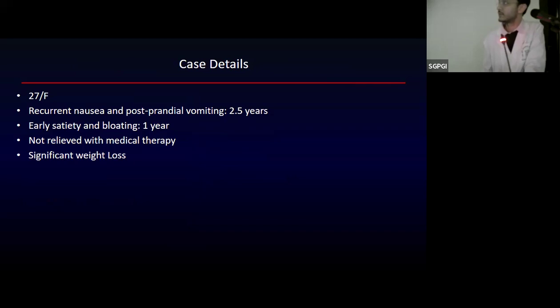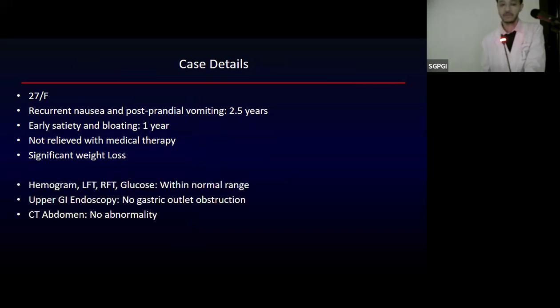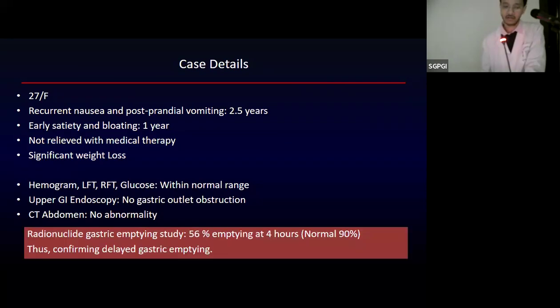We had a 27-year-old female who had recurrent nausea and postprandial vomiting for 2.5 years with early satiety and bloating, not relieved with medical therapy, with significant weight loss, with normal hemogram, LFT, RFT, and glucose values. Upper GI endoscopy revealed no fixed gastric outlet obstruction, CT scan again showed no abnormality, and the radionuclide gastric emptying scan confirmed the delayed gastric emptying, that is, the gastric emptying was 56% at 4 hours when tested with solid food, normal being at least 90%.